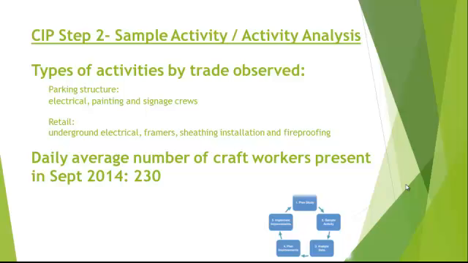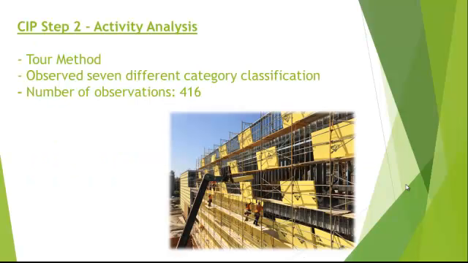Step 2 of the CIP is the sample activity. Essentially, the data collection, which we call the activity analysis, covered the types of activities by trade which I observed between late September and October. For the parking structure: electrical, painting, and signage crews. On the retail side, I observed underground electrical, framers, sheathing installation, and fireproofing.